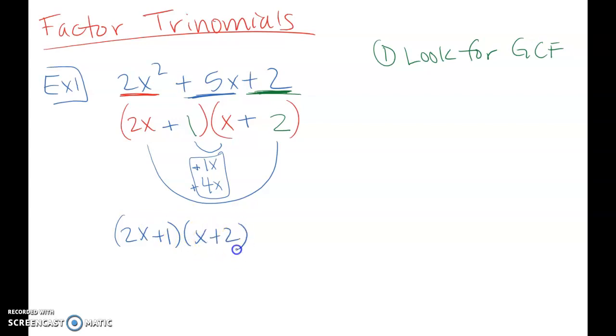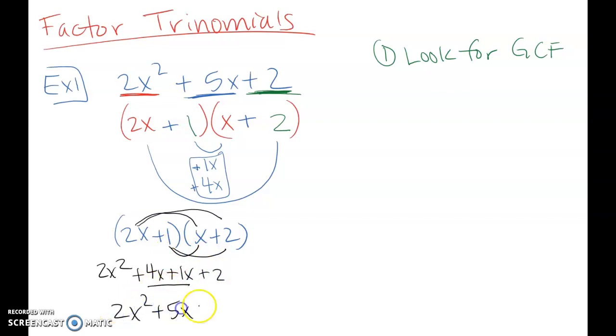So since both need to be positive, I know that my factored form of this is 2x plus 1 and x plus 2. And if I wanted to check my work, I could FOIL this out or distribute this out, and I would get 2x times x, which is 2x squared, 2x times 2, which is 4x, 1 times x, which is 1x, and 1 times 2, which is 2. When I combine these middle terms, I get exactly the trinomial we were trying to factor. So this was our trinomial we were trying to factor. This is what we got when we checked our work, so we know that we did this correctly. So this is my factored form.